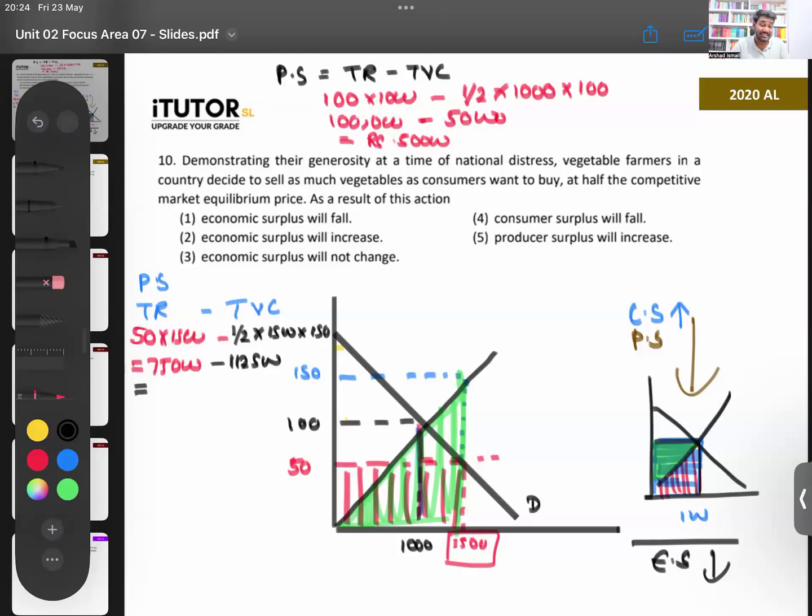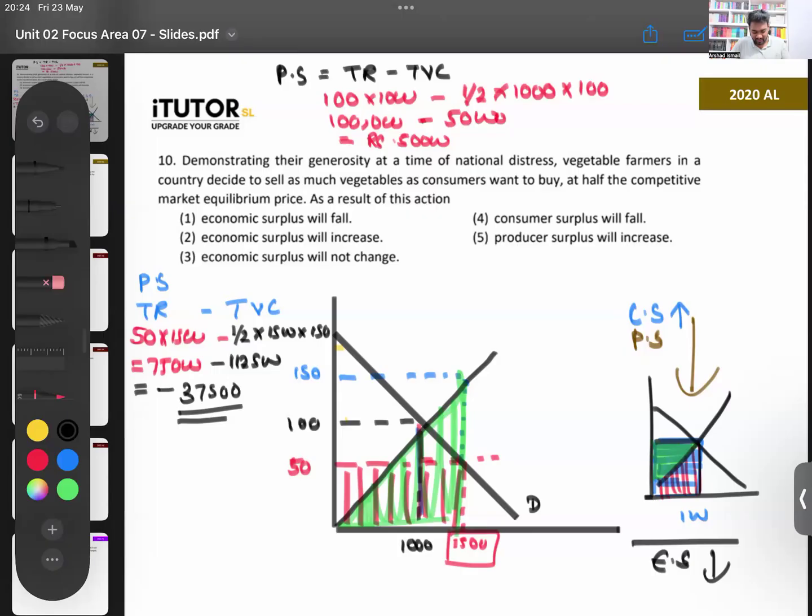Now how much is the producer surplus? I'm telling you, producer surplus here is negative after this. 75,000 minus 112,500. Producer surplus is a negative 37,500. And that is what I told you all before as well. I'm proving it to you now with numbers.